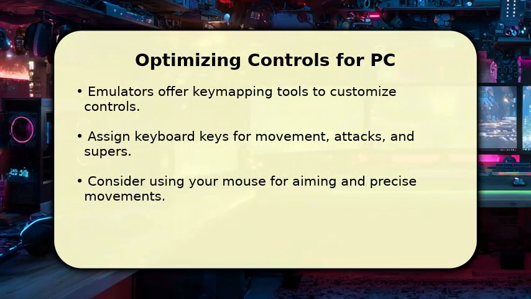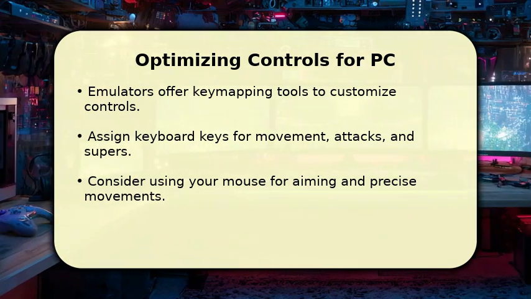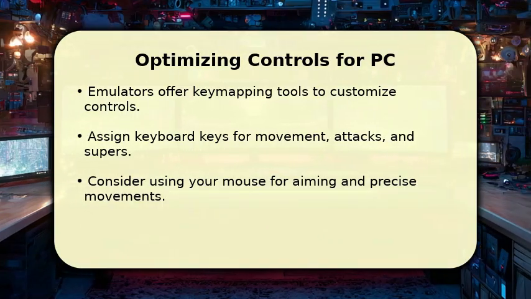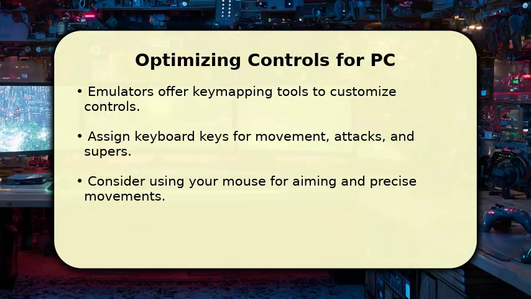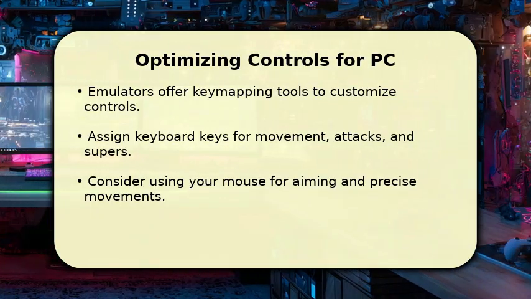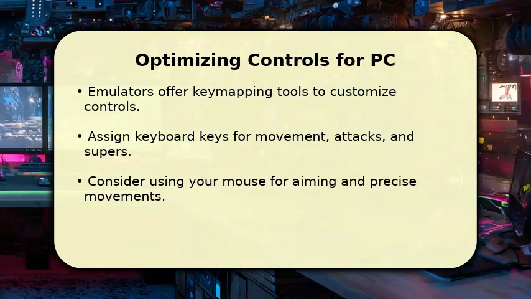Now that Brawl Stars is installed, it's time to optimize your controls for a computer. Emulators come with built-in key mapping tools that let you assign keyboard keys to touch controls. You can set up keys for movement, basic attacks, and your character's super ability. Many players find it beneficial to use their mouse for aiming, providing greater precision than touch controls. Experiment with different layouts to find what feels most comfortable for your playstyle.